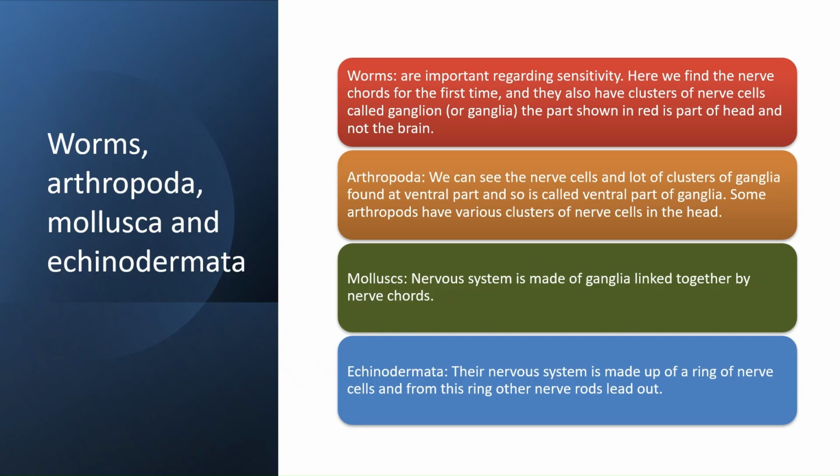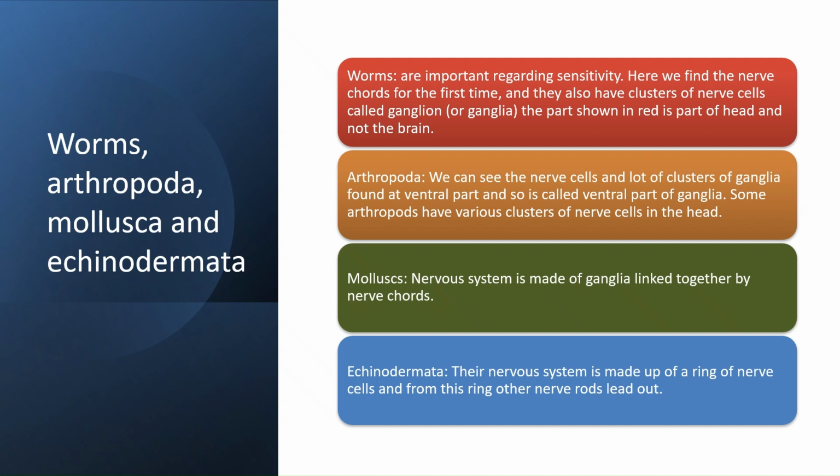Let us look at the sensitivity of worms, arthropods, mollusks, and echinodermata. In worms, they are important regarding sensitivity. Here we can find the nerve cords for the first time, and they also have clusters of nerve cells called ganglion or ganglia. The part shown in red is part of the head and not the brain. In Arthropoda, we can see the nerve cells and a lot of clusters of ganglia found at the ventral part, and so it is called the ventral ganglia. Some arthropods have various clusters of nerve cells in the head.